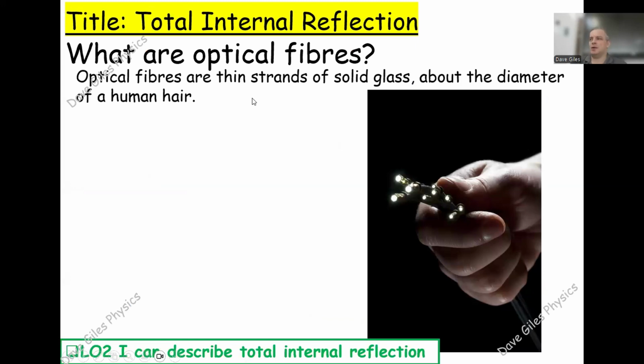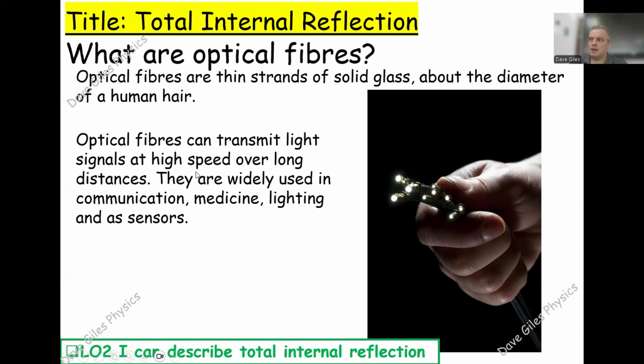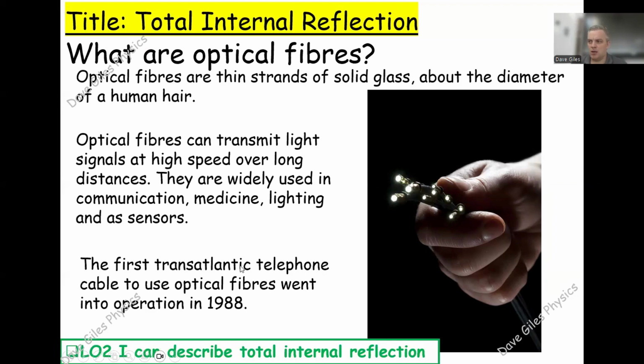So now we're looking at optical fibers, so more towards the second learning objective, describing total internal reflection. Optical fibers are thin strands of solid glass about the diameter of a human hair. They can transmit light signals at high speed over long distances. They are widely used in communication, medicine, lighting, and as sensors. The first transatlantic telephone cable to use optical fiber went into operation in 1988.